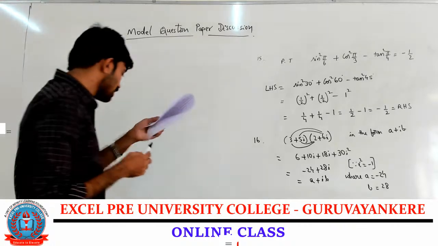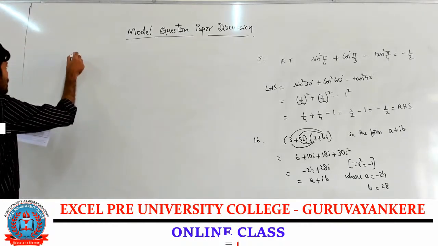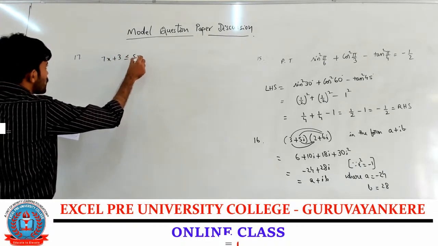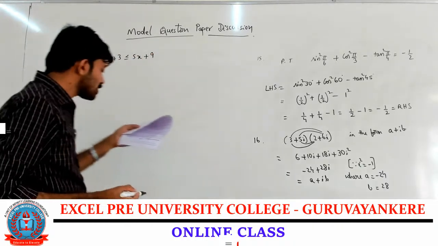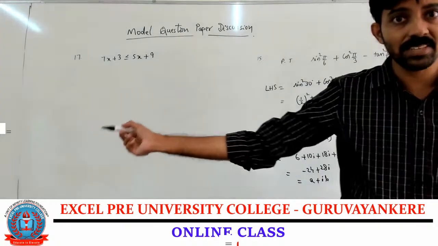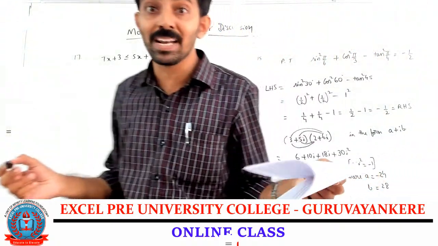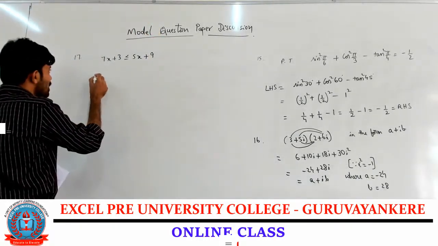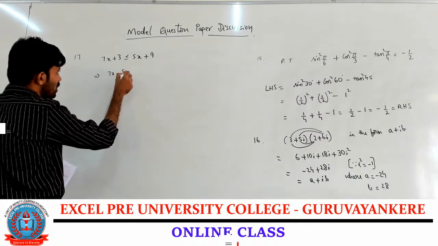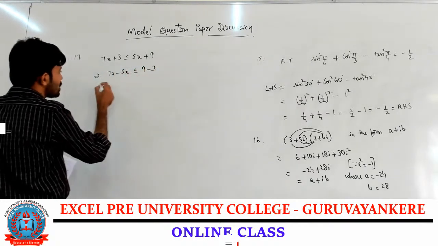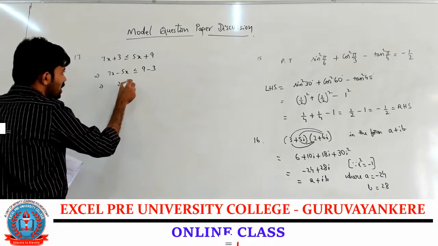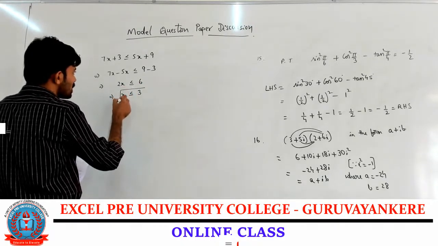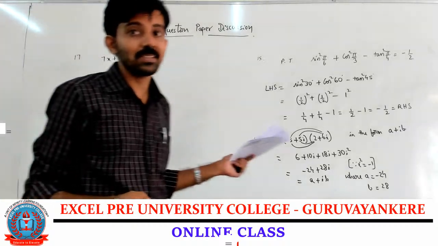Seventeenth one: 7x plus 3 less than or equal to 5x plus 9. Show the graph of the solution on the number line. First solve the inequation and represent the solution set on the number line. How to solve this? Rearrange the terms. 7x minus 5x less than or equal to 9 minus 3. 2x less than or equal to 6, which is x less than or equal to 3. This is the solution and you can represent this on the number line.